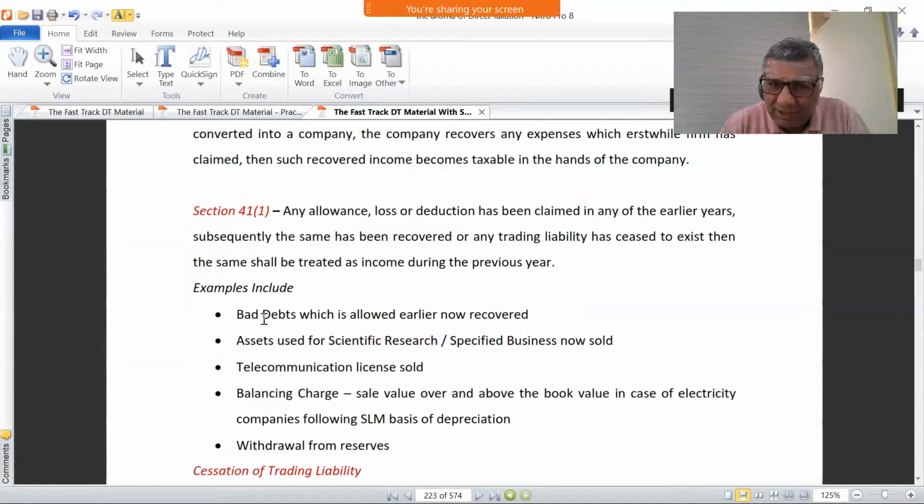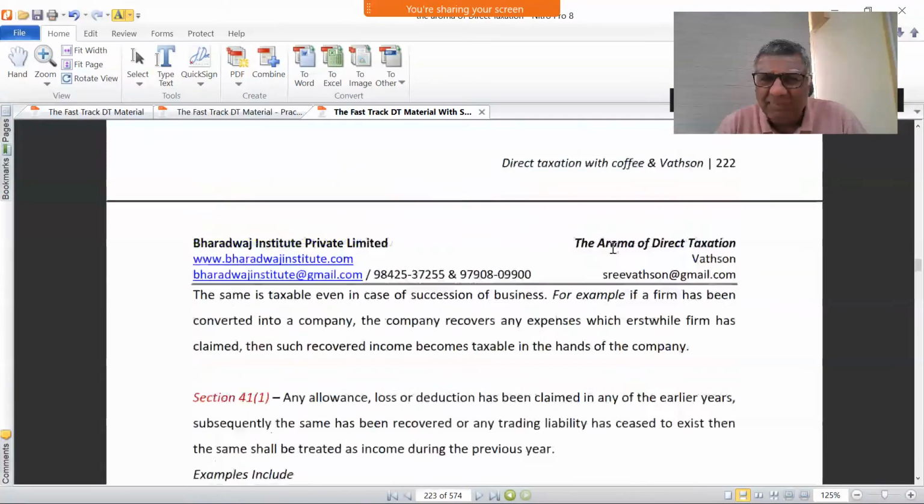One minute, I will come to those things. Any allowances, losses or deductions claimed in the earlier years, which subsequently have been recovered or ceased to exist, shall be treated as income in the previous year. Bad debts, scientific research asset, telecommunication, withdrawal from reserves: it will all be treated as income.